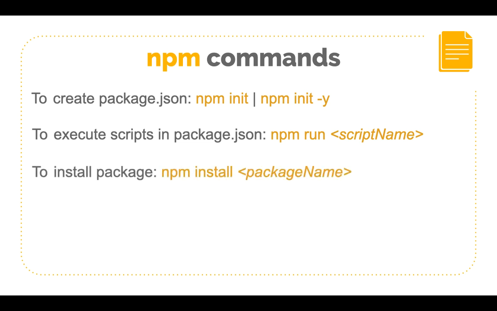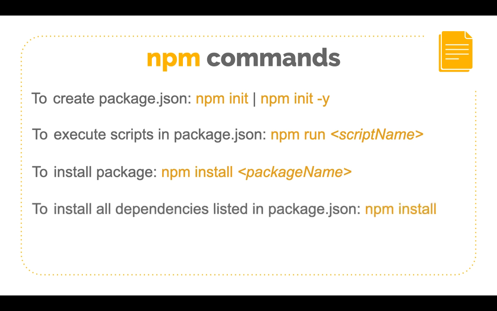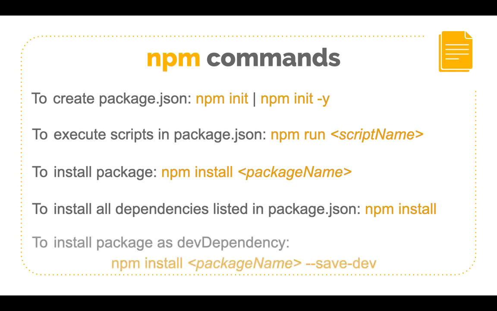Now, this is important. To install any package, we use npm install and the name of the package. Then, if you picked up someone else's project and do not have the dependencies, then simply run npm install and that would install all the dependencies listed in package.json file. And finally, to install any package as dev dependency, you need to use the flag --save-dev.